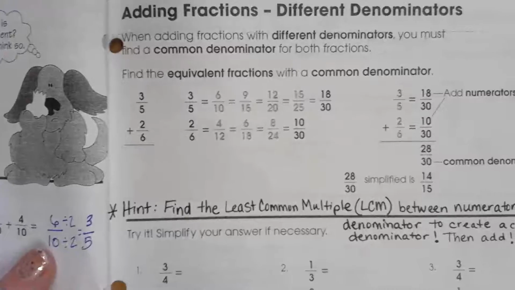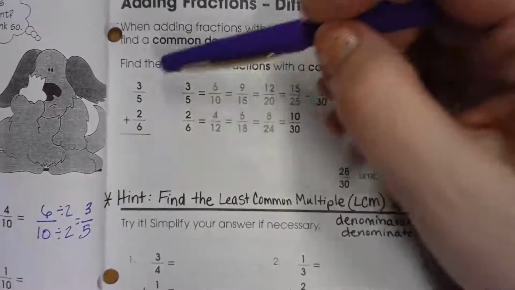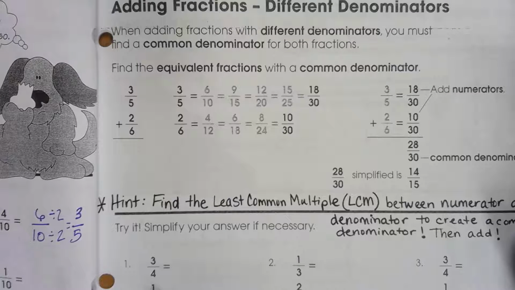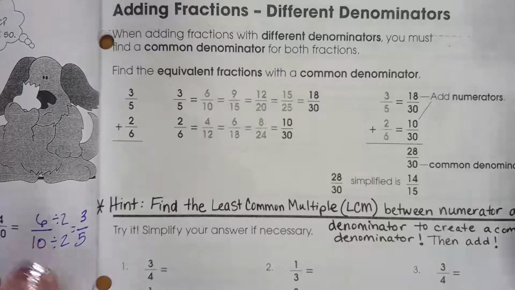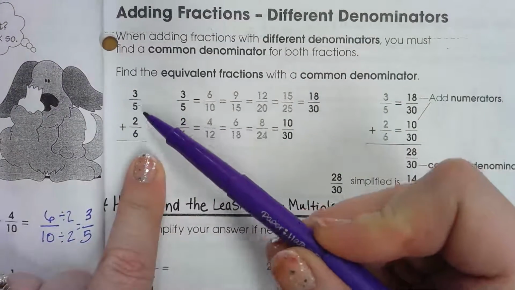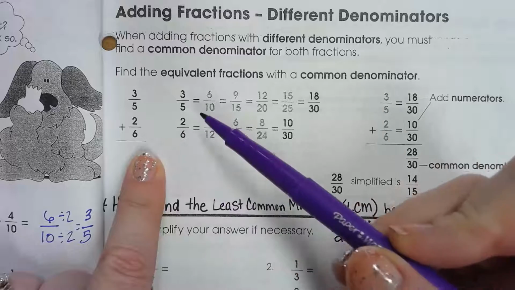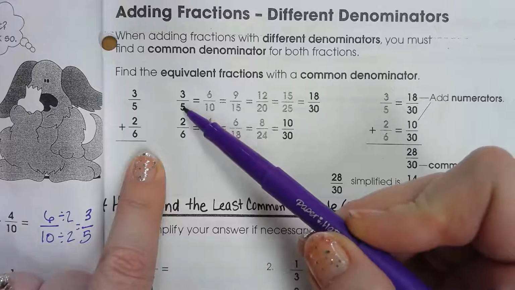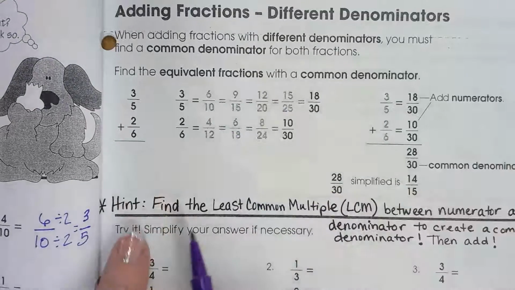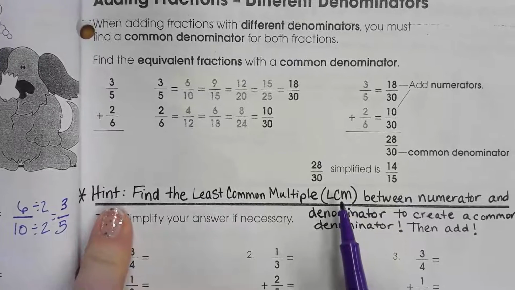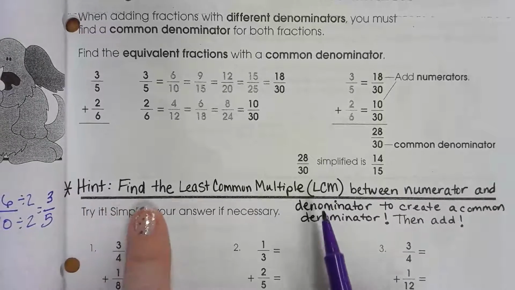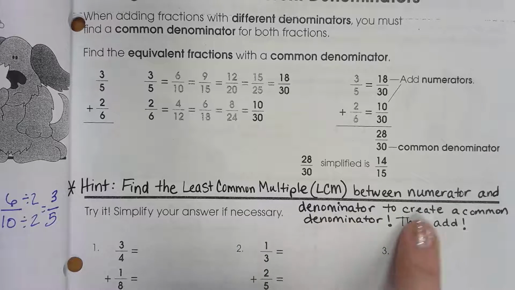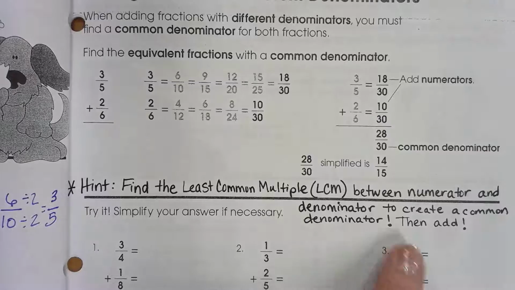When we have different denominators, we have to find an equivalent fraction with a common denominator for both fractions, or sometimes just one. So here they give us the problem 3/5 plus 2/6. And in order to find a common denominator, we need to find what is common between a 5 and a 6. So we could use the least common multiple to find that, okay? So here's a hint. If we find the least common multiple between the denominators, that will create a common denominator. Then we can add.